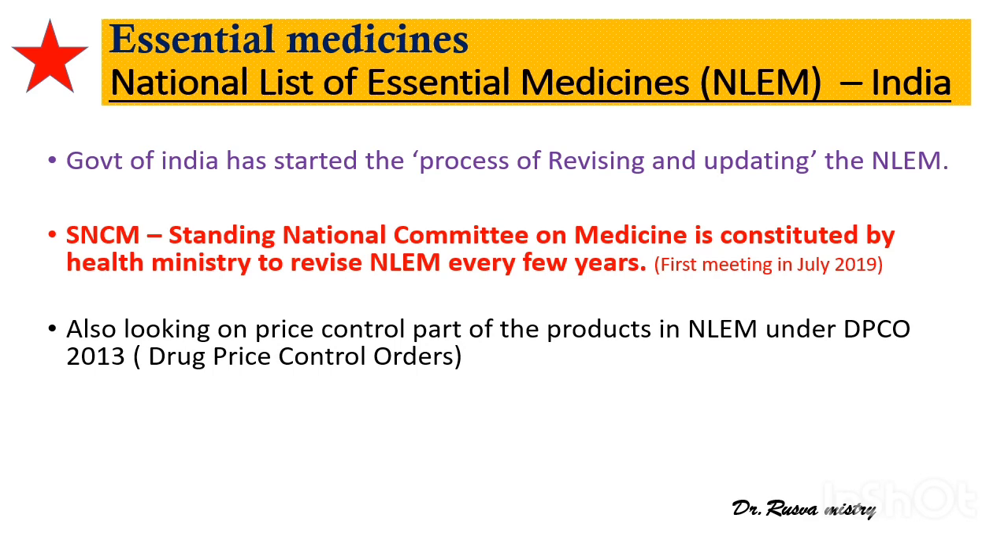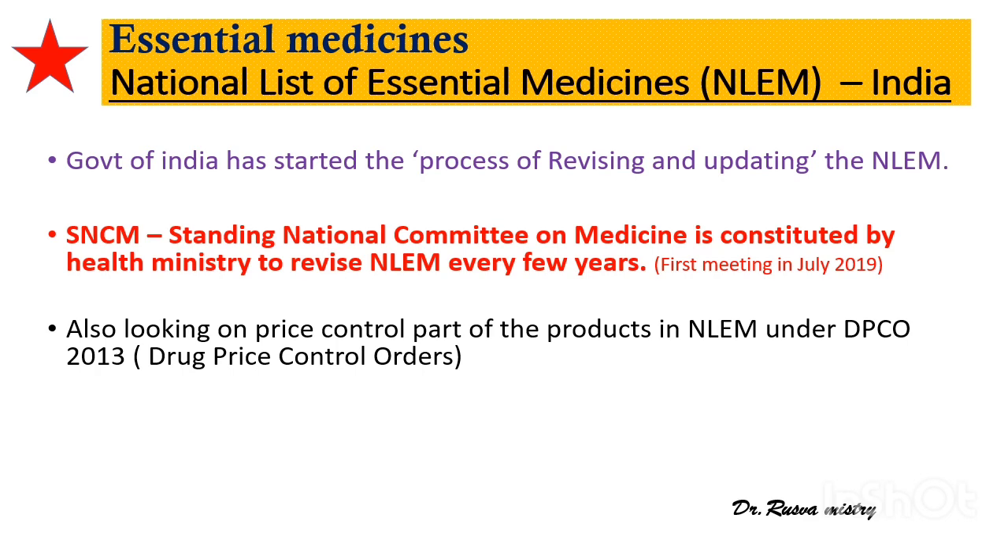This SNCM with the Health Ministry plans to shortlist some hygienic products like soap, adult diapers, sanitary napkins, floor disinfectant, hospital handlers, etc. They are also looking at the price control part of the products in the National List of Essential Medicines under DPCO 2013. DPCO stands for Drug Price Control Order.